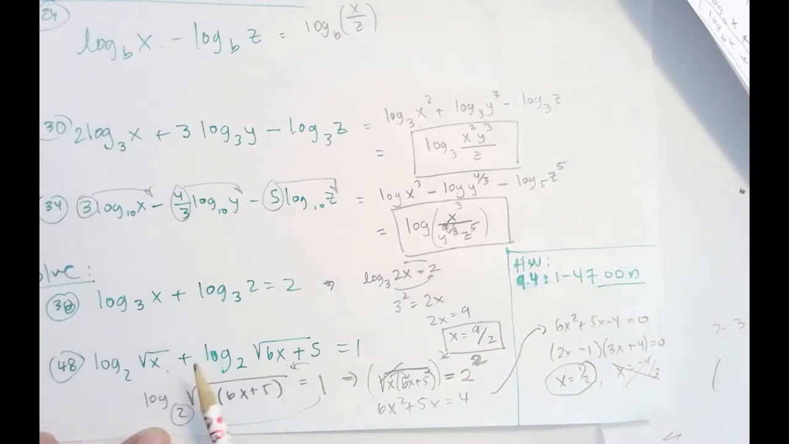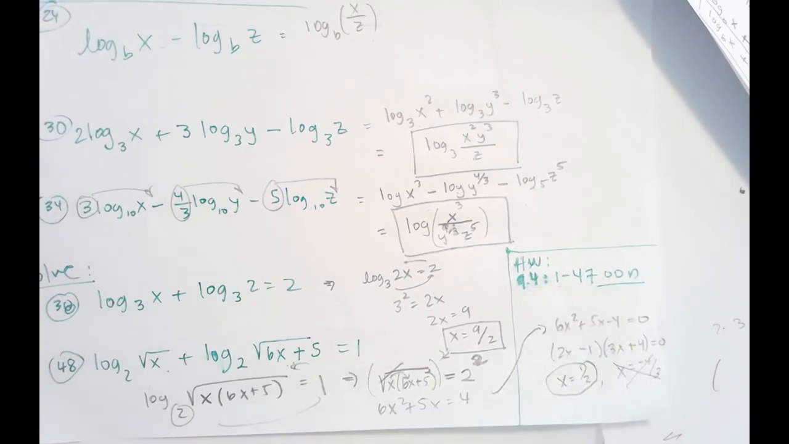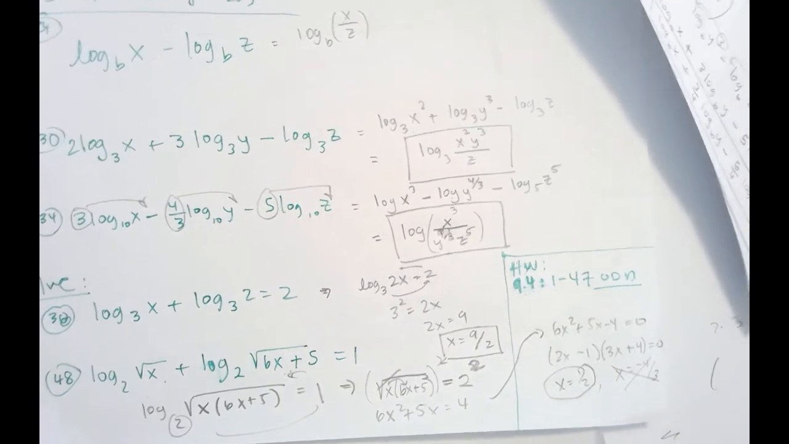And that's number 48, which is actually not part of our homework, but anyway, your homework is 1 through 47 odd, okay? And for the rest of the class period, I would really like for you guys to go ahead and start working on the homework together.